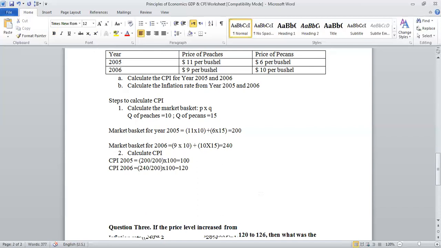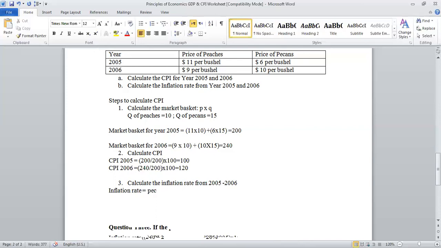We need to calculate after that the inflation rate from 2005 to 2006. How do you calculate inflation rate? The inflation rate in this case is what? Let's write the equation down. Percentage change in the CPI. How do you calculate percentage change?